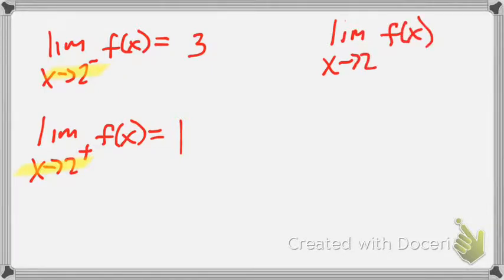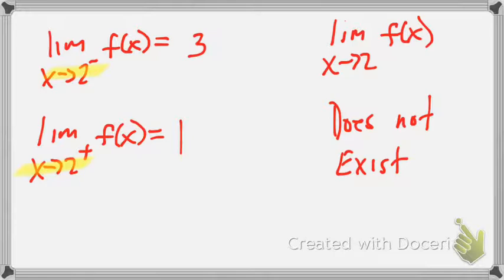Alright, so a two-sided limit would just be, what is the limit of f of x as x approached just 2? And the answer to this would be that it does not exist. And why does it not exist? Because these numbers aren't the same. Alright? So, in order for a two-sided limit to exist, the right-hand limit and the left-hand limit have to be the same.